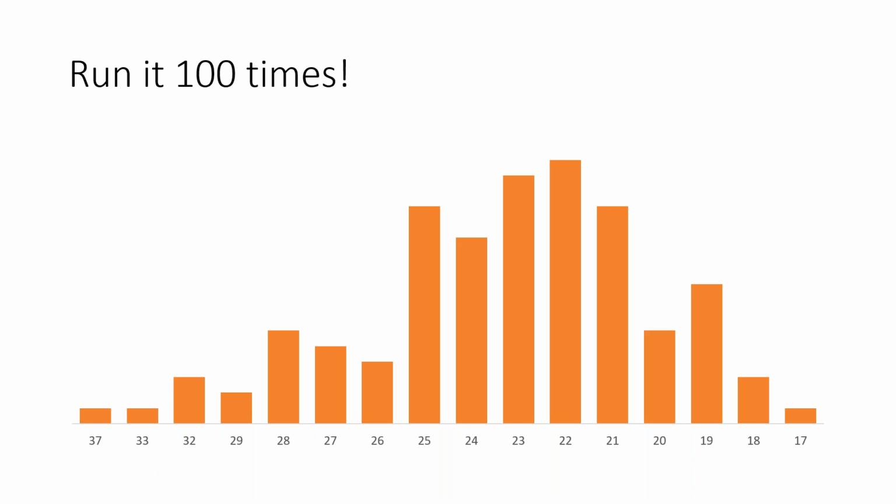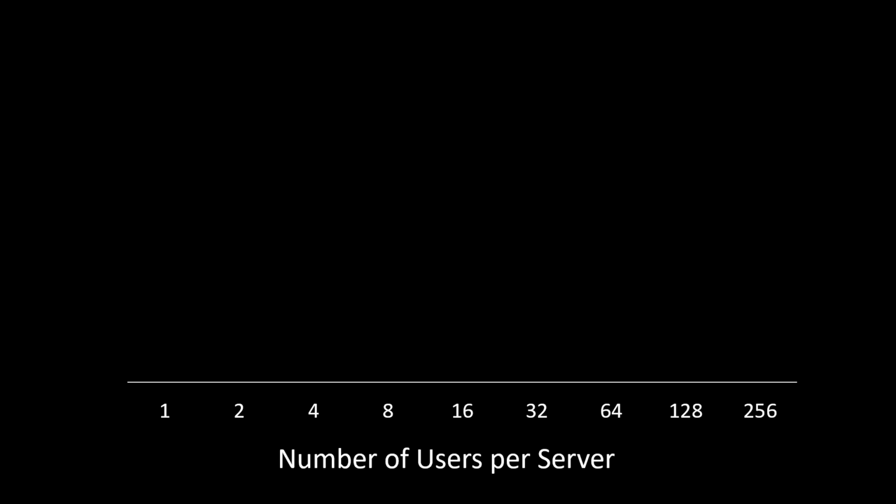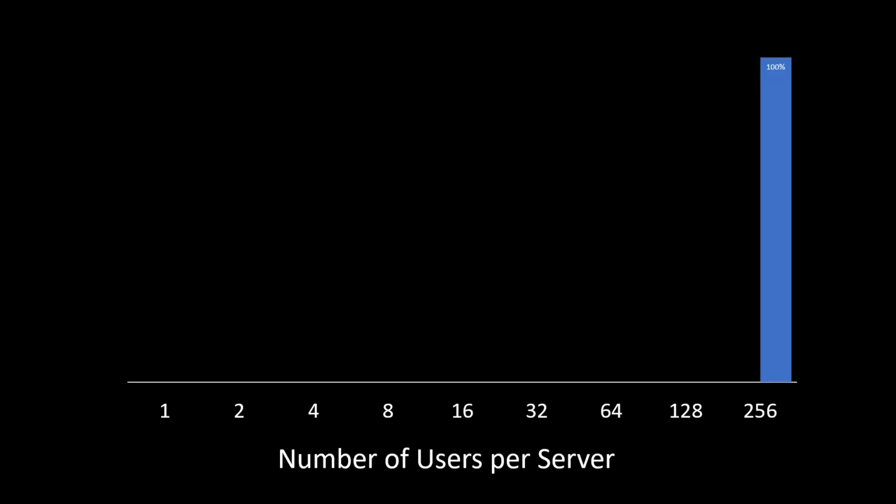What if I change it? So this is all 16 users per server. What if I change the number of users per server? Well, what if I run it 100 times, but with 256 users per server? Well, it turns out that when you're rounding to 1%, you need 100% of people to log off before you can turn 50% of your infrastructure off.